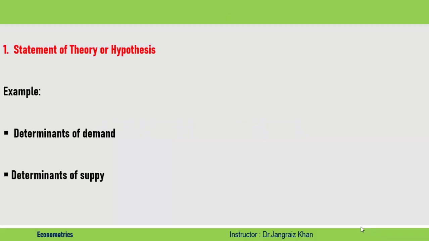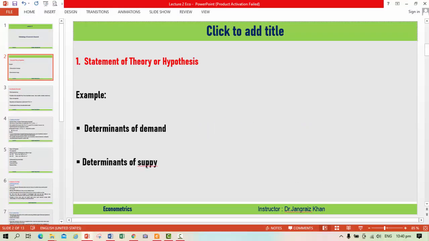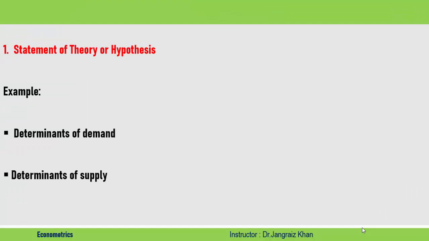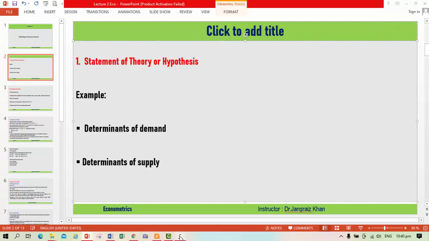We discussed in our first lecture as well that in the first step, an economic theory is presented, which is then tested. For example, we are interested in finding the determinants of demand. It is our statement, or it is our theory, or determinants of supply, which we will test.